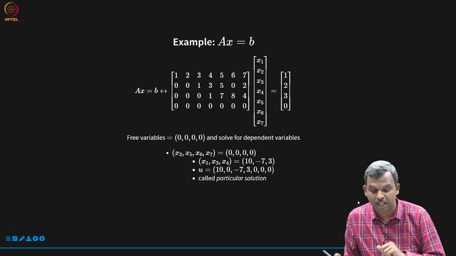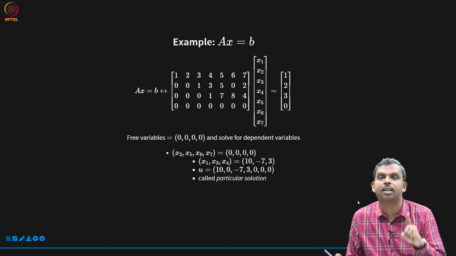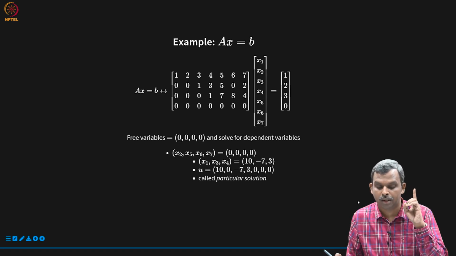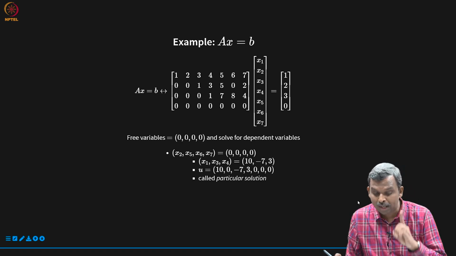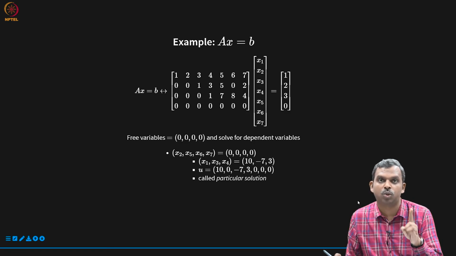Okay. So, that is what I have done here, and such a solution is called a particular solution. It is one vector in the solution. Okay. So, it is one value of v such that Tv equals w. Okay. One solution for x.